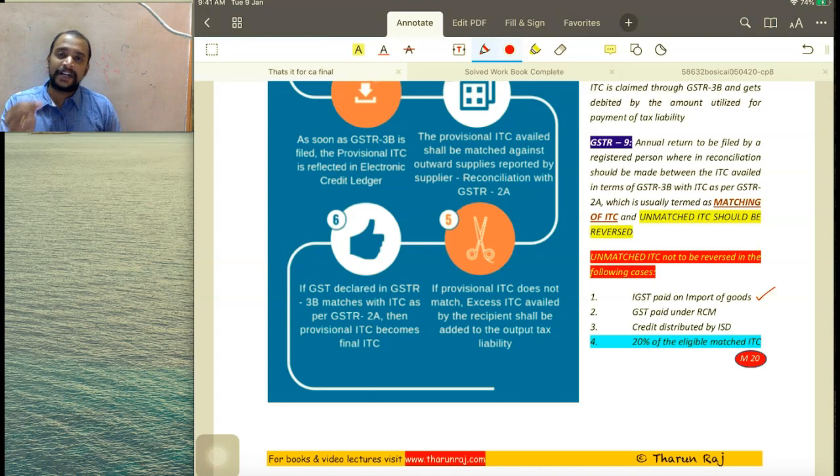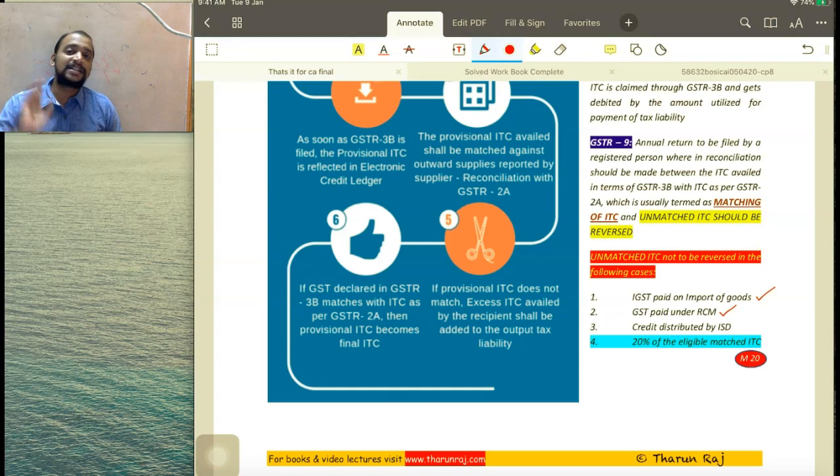That IGST component can be taken as ITC. And will it come in GSTR 2A? No, it will not come in GSTR 2A. Still, you can enjoy the ITC. Then GST paid under RCM, reverse charge mechanism. Whenever the recipient is liable to pay GST under RCM 9(3)/9(4), can that GST paid under RCM be taken as credit? Yes, it can be taken.